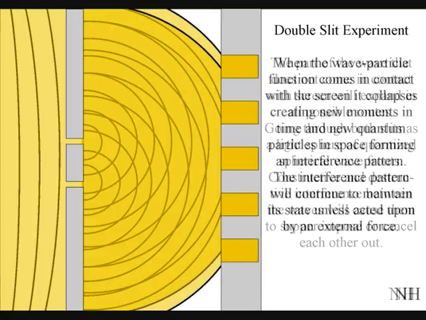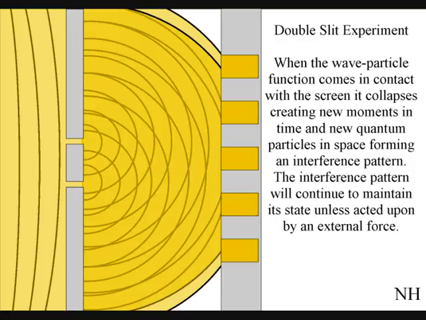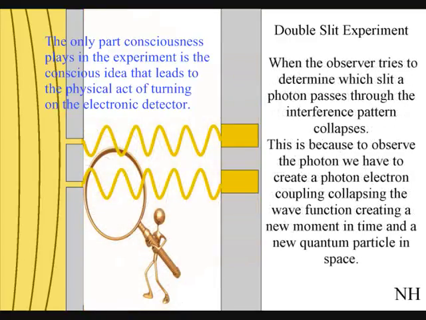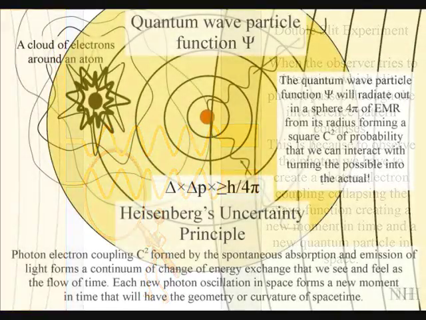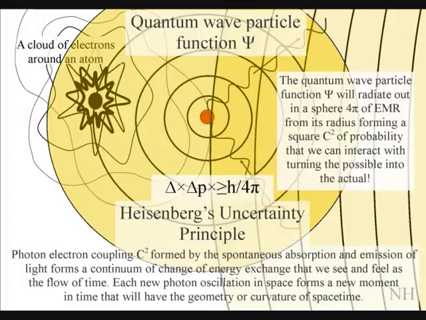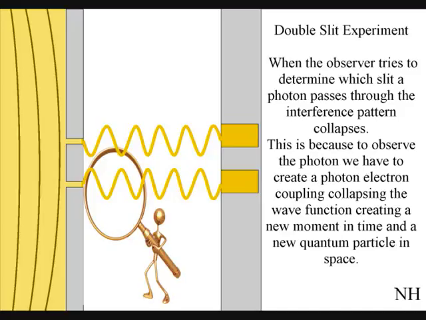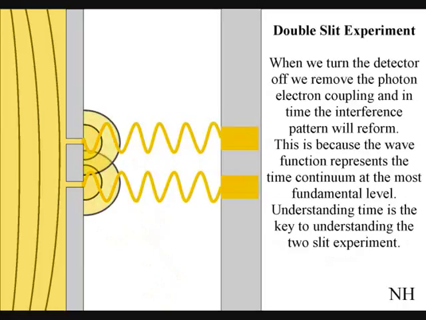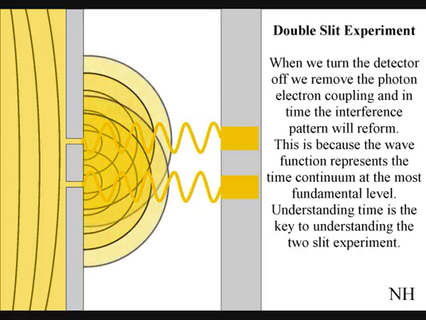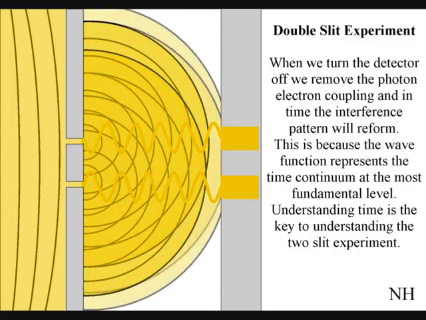This interference pattern will continue as time unfolds, photon by photon, within the isolated reference frame of the experiment. Just as in Newtonian physics, only when an external force comes in contact with the light does the interference pattern collapse. When an observer tries to see which slit the photon went through by turning on an electronic detector, forming a new photon-electron coupling, the interference pattern collapses. This is because the photon-electron coupling represents a new moment in time, the moment of now, within the reference frame of the experiment. If the observer turns off the electronic detector, the interference pattern will reform over a period of time, photon by photon. In this theory, we have a universal interactive process.